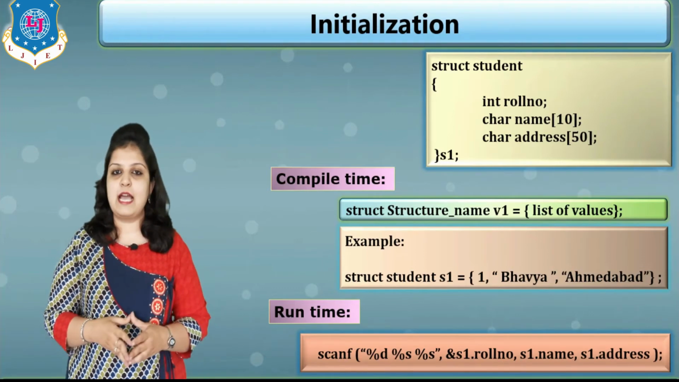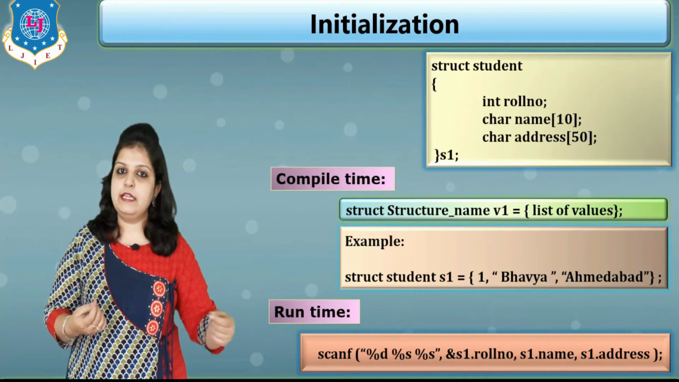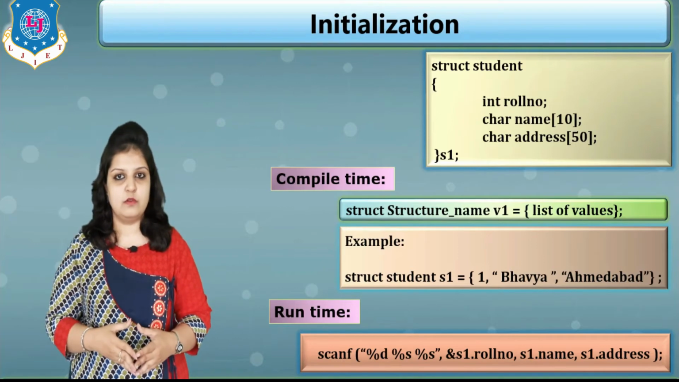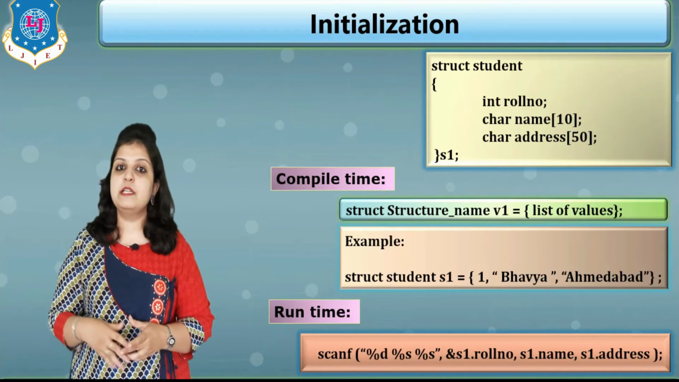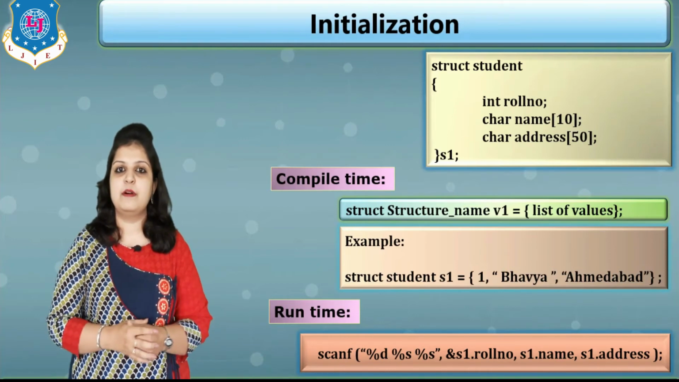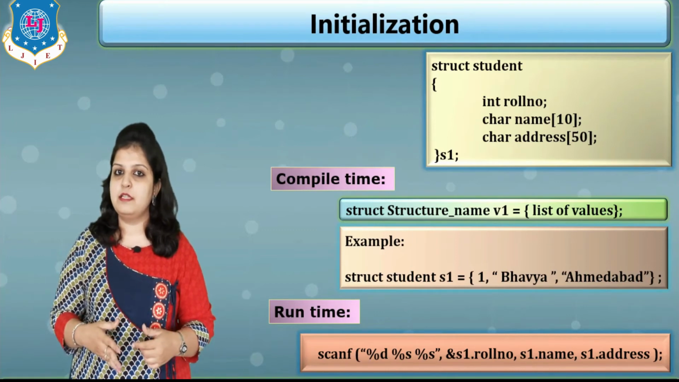So just write the scanf function, and here in one scanf I am entering 3 members' values. You can use different scanf also. But here our first member is roll number and roll number is in the form of integer, that's why I am writing %d. Then for string we have to write control string %s.